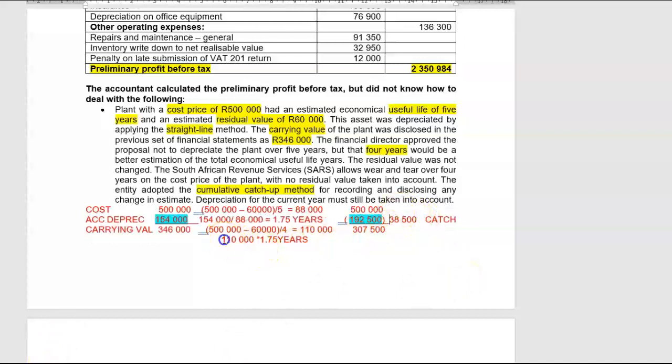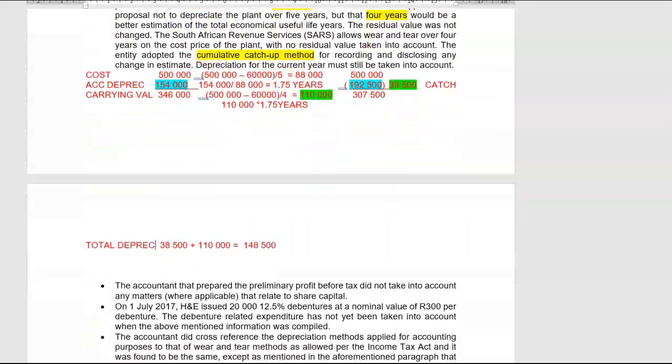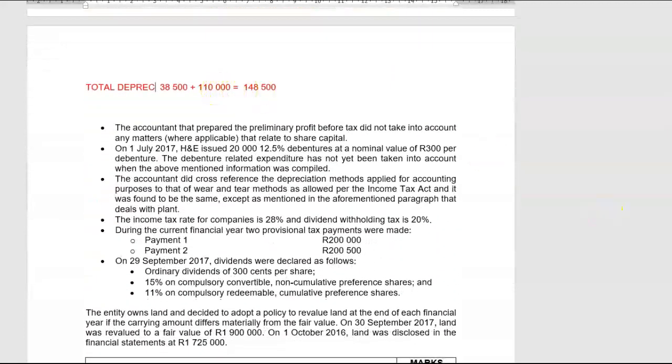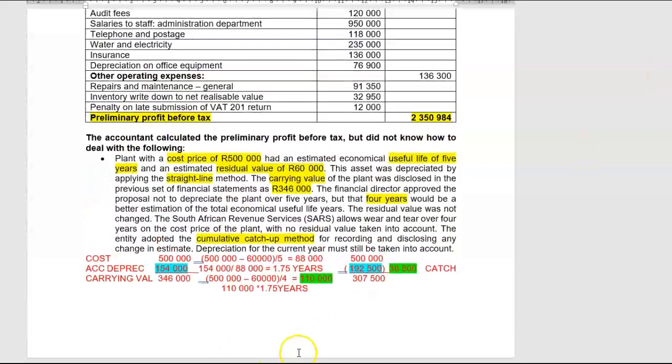What is our actual depreciation for the year? Our actual depreciation for the year is 110,000 rand. There we've worked that one out. Let's do that one in green. So what is going to be our total depreciation for the year? 38,500 plus 110,000, which equals a total of 148,500. Great. So therefore, we have to adjust our preliminary profit before tax with this amount of 148,500.